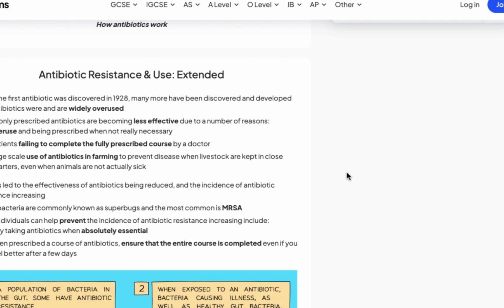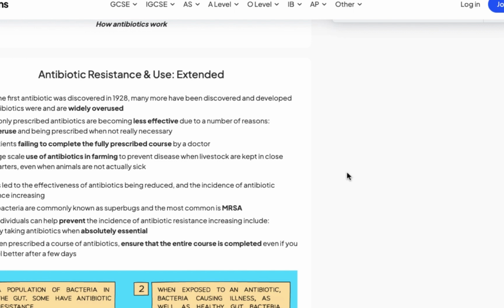Then another reason is the large-scale use of antibiotics in farming to prevent diseases when livestock are kept in close quarters, or even when animals are not actually sick. People just begin to administer antibiotics to animals even when they are not sick, in the event that they are afraid and don't want them to be sick. So this has led to the effectiveness of the antibiotic being reduced, no longer as effective as it used to be, because of these characteristics that we've mentioned.